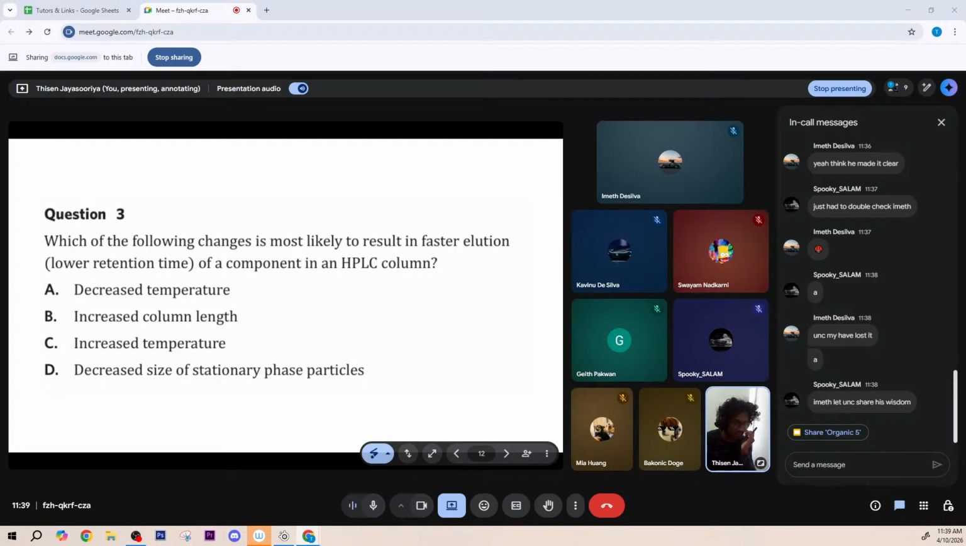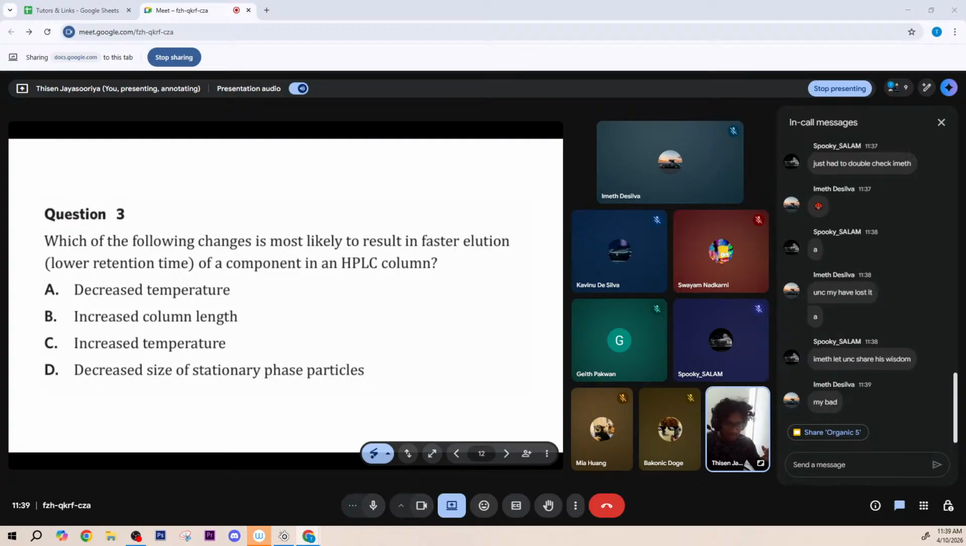Do you guys remember that from organic? I covered it in the organic slides. Here, increasing the tube length will also increase the retention time. Decreasing the size of the stationary phase: if we decrease the size of the molecule, they have a higher surface area, which means stronger bonds, so a higher retention time. So C is the only one that makes sense here. We increase the temperature. Does that make sense? Is that all good? Any questions? Any comments? Any concerns?